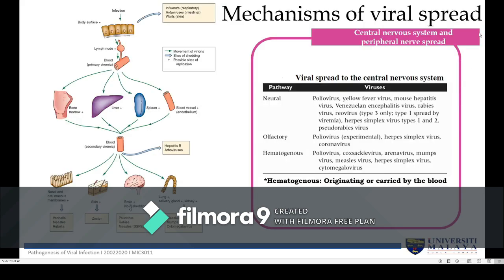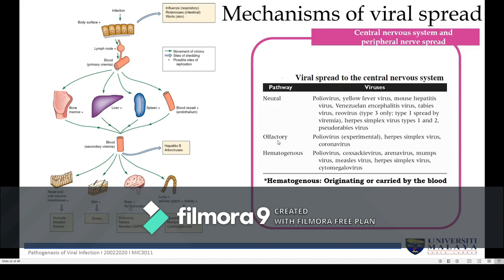Okay, and then the last one, the mechanism. Some of the virus can spread to the CNS, or central nervous system, and peripheral nerve spread. So there are three ways the virus can spread to the CNS. The first one is neural. So we know that neural is through the neurons, the neuron pathway. Usually it is used to send signals, but the virus can actually go through this pathway to go to the CNS.